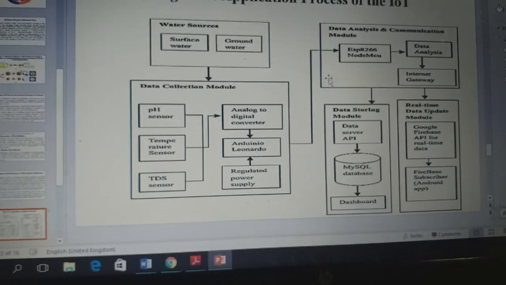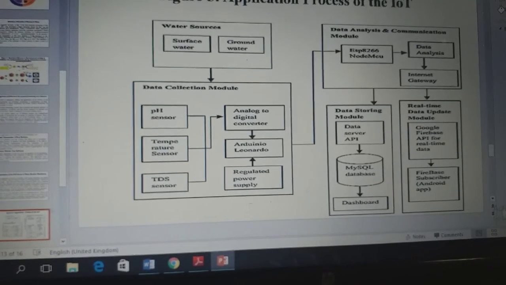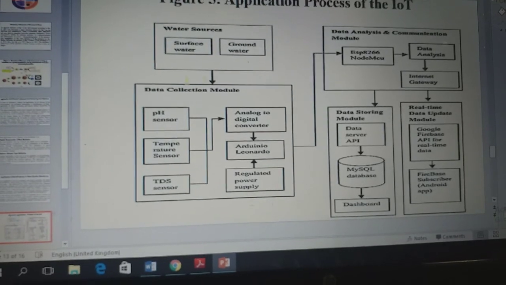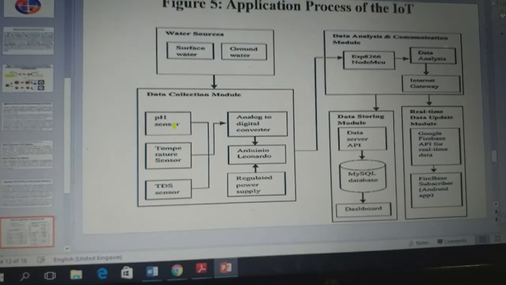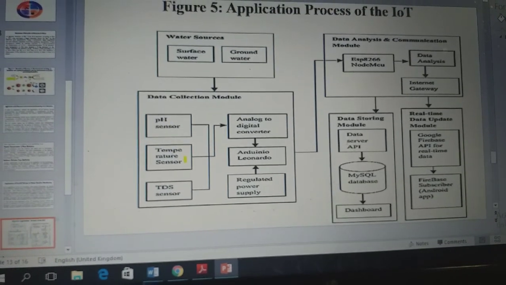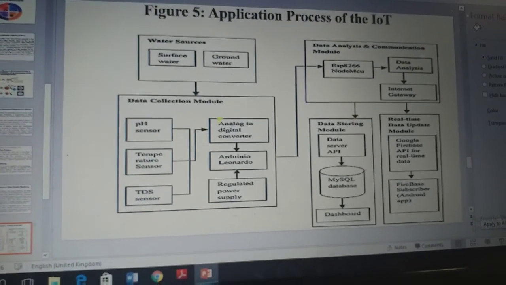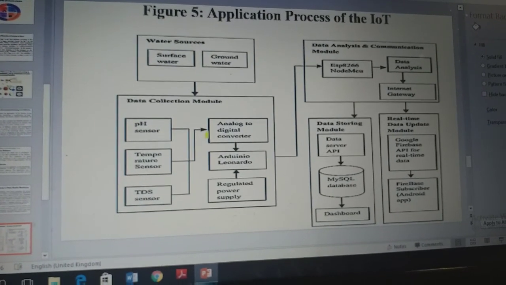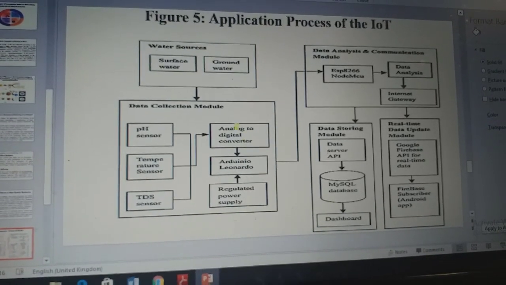This is the application process for water sources. We have two water sources, surface water and groundwater. This is the source, and this is the collection method. For instance, you go for in situ analysis, looking for pH, temperature, TDS or DO, depending on which one you need. These sensors are connected with an electrode which transmits data through an analog to digital converter.